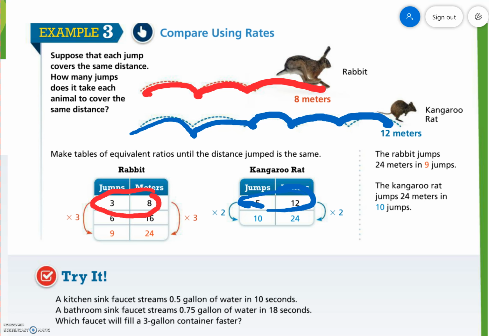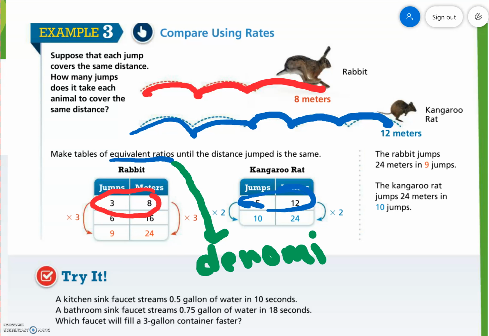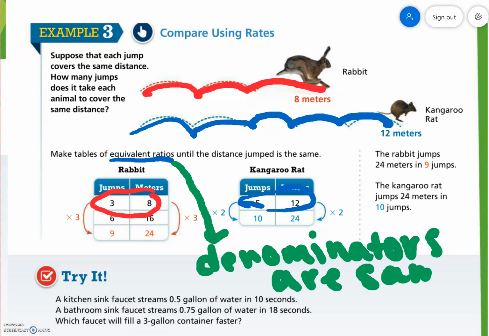We are trying to figure out equivalent ratios. So equivalent ratios means that their denominators are the same. So here our jumps are our numerators and our meters are our denominators. So they skipped from 8 to 24 by multiplying by 3. Here they went from 12 to 24 by multiplying by 2.